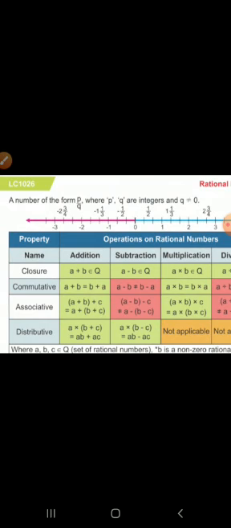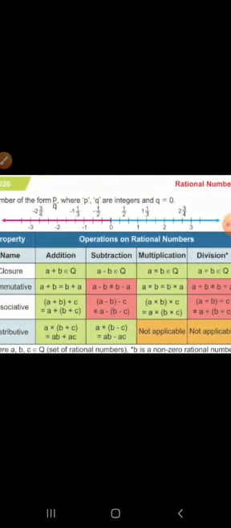So let's summarize it. Closure. So rational numbers are closed under addition, subtraction, multiplication. It will not be closed under division. If your p upon q, if q will be equal to 0, then it will not be closed under division.